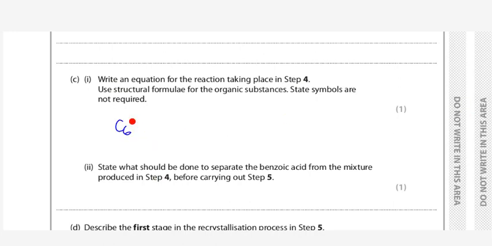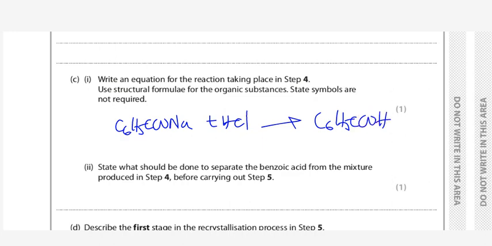So C6H5COONa in the presence of hydrochloric acid, C6H5COOH will be produced along with sodium chloride. It is the conversion of a salt into the acid by adding acid.